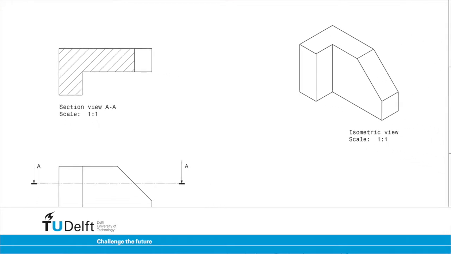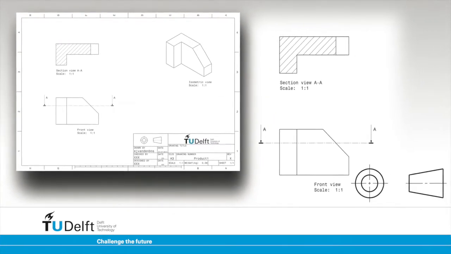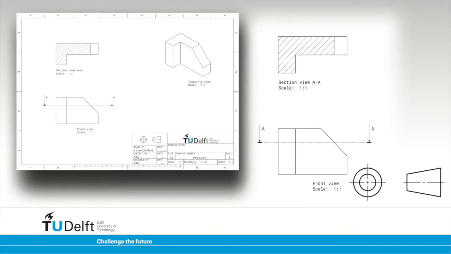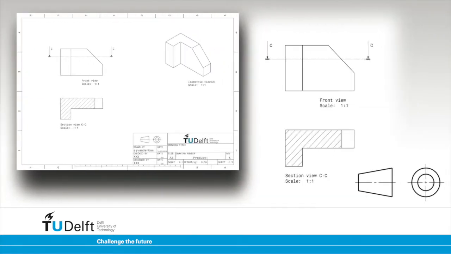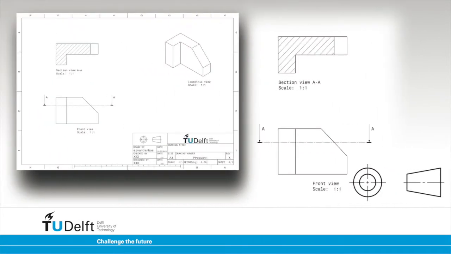The location of the section view in the drawing layout depends on the projection method used. If the American projection method is used, the position of the section will be such that the arrows at the cutting plane point away from the section view. For the European projection methods, this is exactly the opposite. The arrows will point towards the section view. Our faculty uses the American projection method.